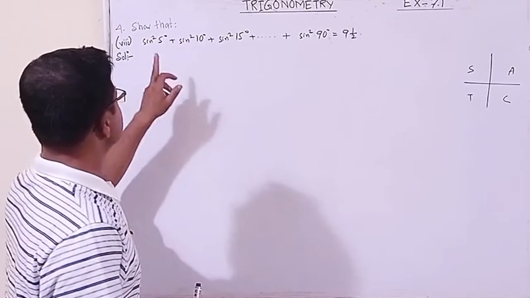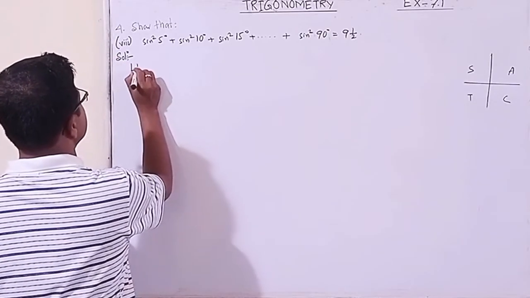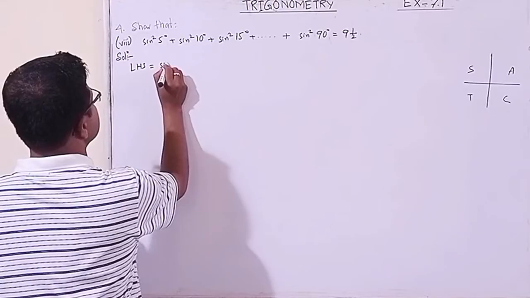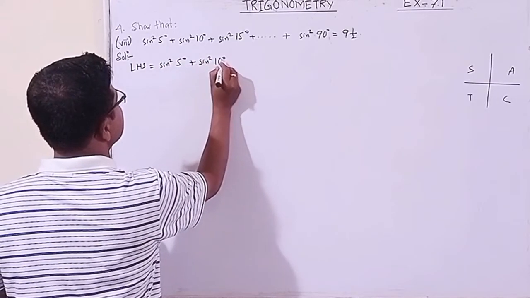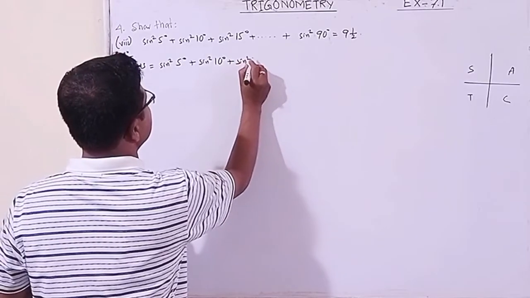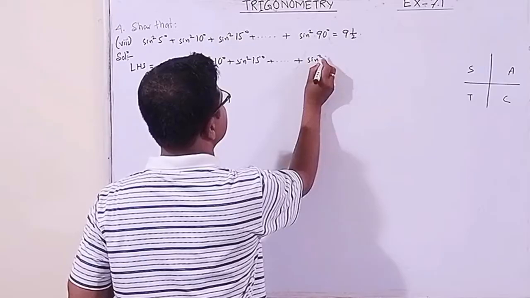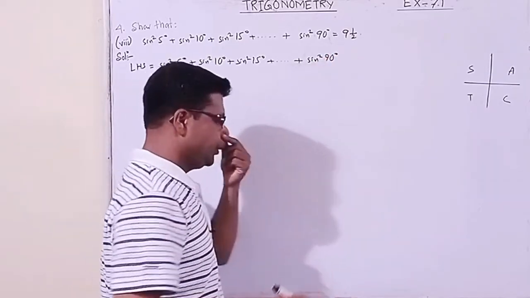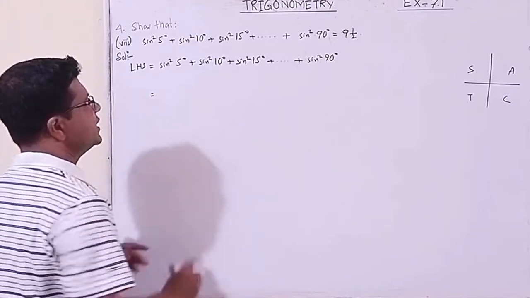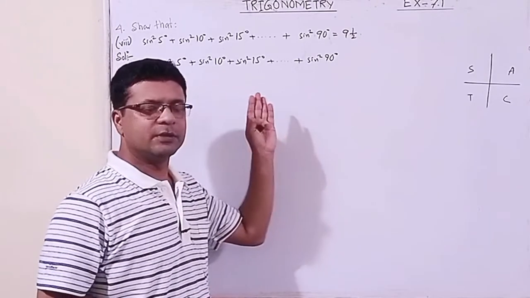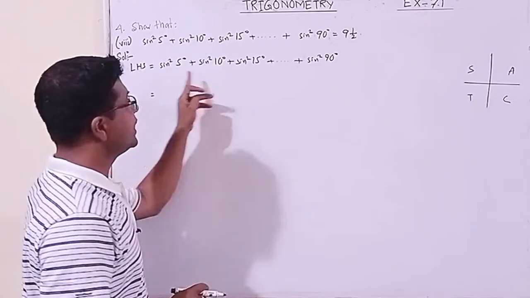My beloved student, this is the last part of question number 4. Let us write the left hand side: sine square 5 degree, plus sine square 10 degree, plus sine square 15 degree, plus, and so on, plus sine square 90 degree. Now we have to prove that this is equal to 9.5. Again, all the sums we are getting are on the same concept, that is about complementary angles. At first let us make the pair.